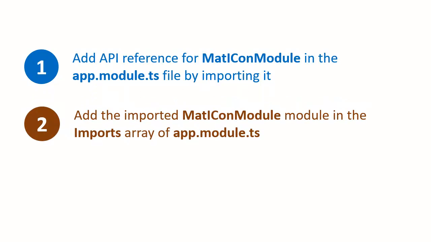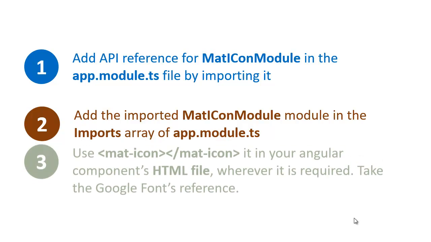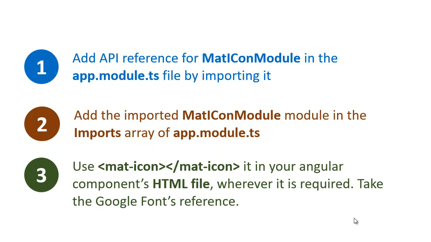And the second step is you need to import the Mat icon module into the imports array of the app.module.ts file. And the third step is you need to use the Mat icon open and end tag wherever it is required in your Angular component's HTML file.